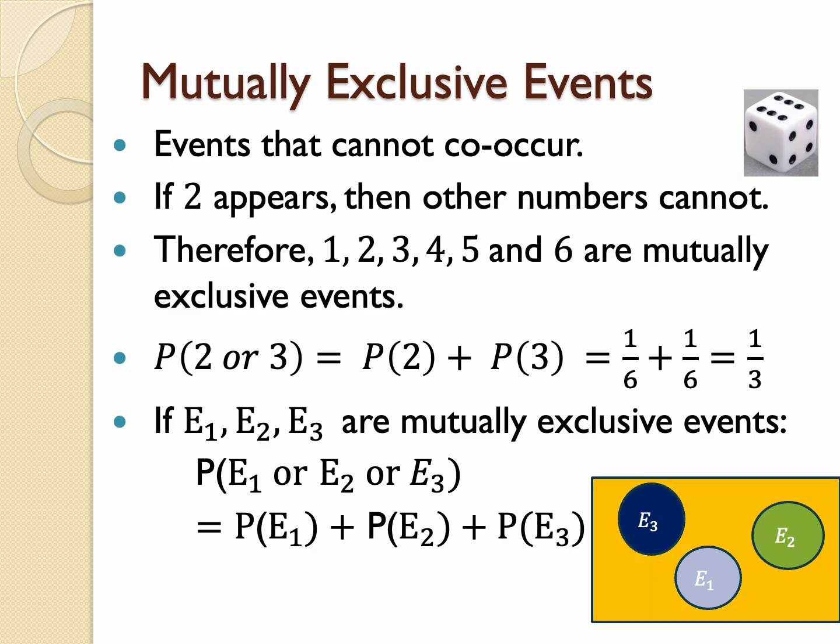Now, this is also reflected with this Venn diagram. The separate circles show that there is no overlap. Hence, they can never co-occur. Also, the probability of any of the 3 occurring is the combined chance of all of them. That is the sum of their individual probabilities.